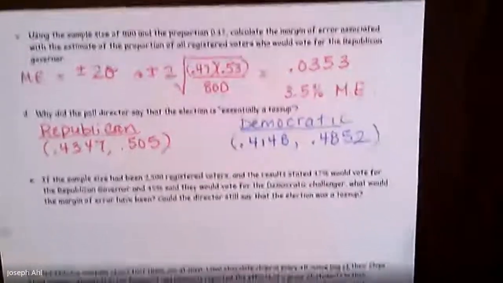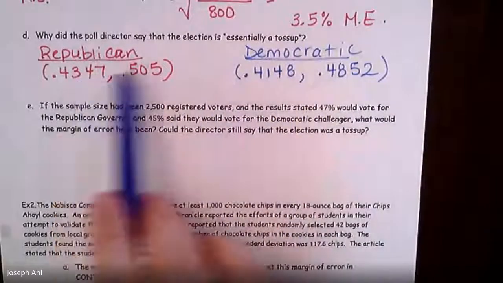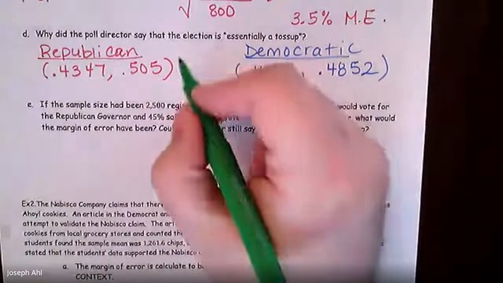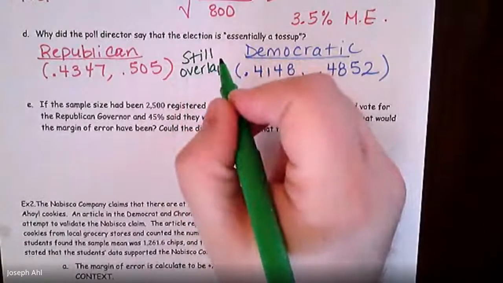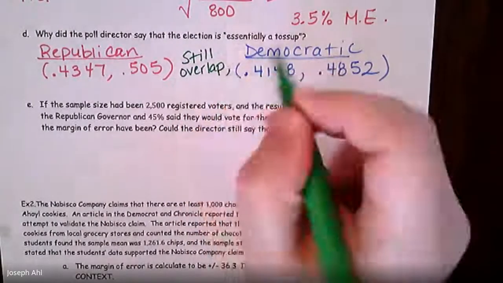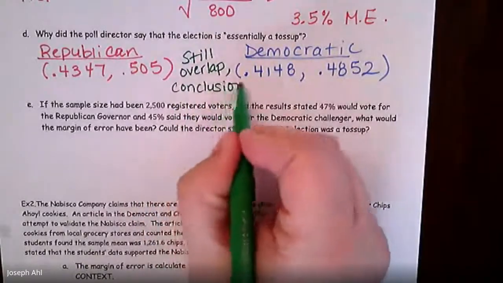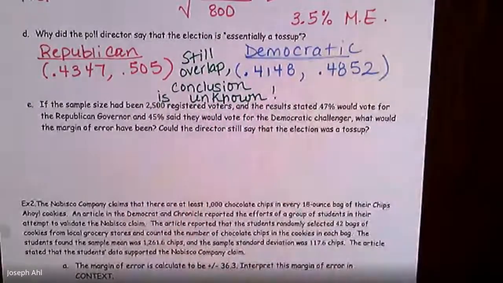So why is this election a toss-up at this point? It's because with the margin of error, notice how these two intervals overlap with one another. So since there is still some overlap, the conclusion is unknown. Okay, so with that overlap, we really can't tell who will win according to the specific poll.